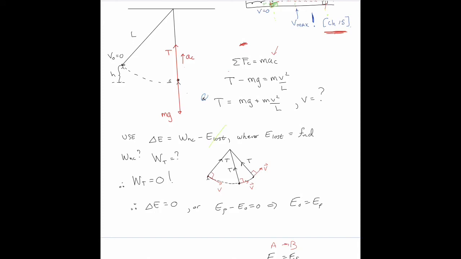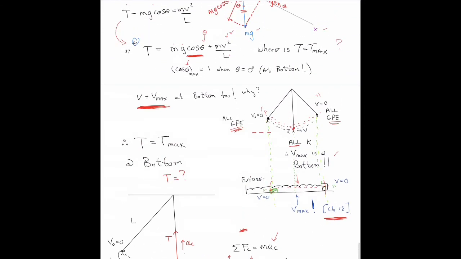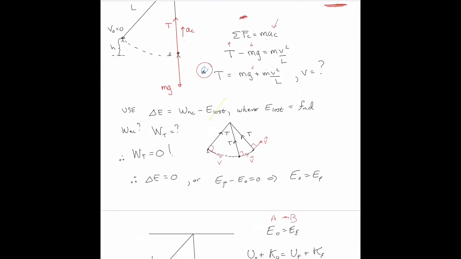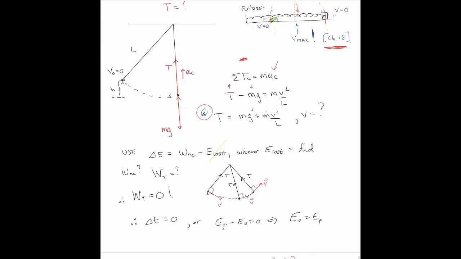So I have T points up, mg points down, and that's equal to mv squared over L, where L is the radius of the circle. So this gives me the tension. If I compare this one to the one up above, there I had mg cosine theta. Well, you're at 0 degrees here, so cosine theta is 1. And I have mv squared over L. So this is the tension at the bottom. All right, so I need to find v.